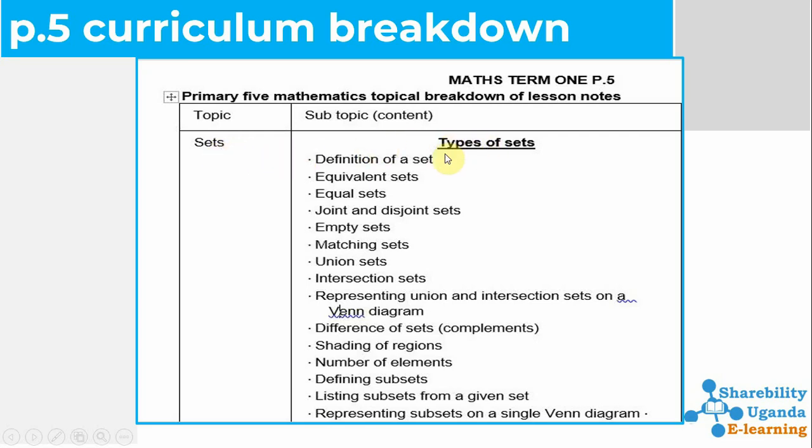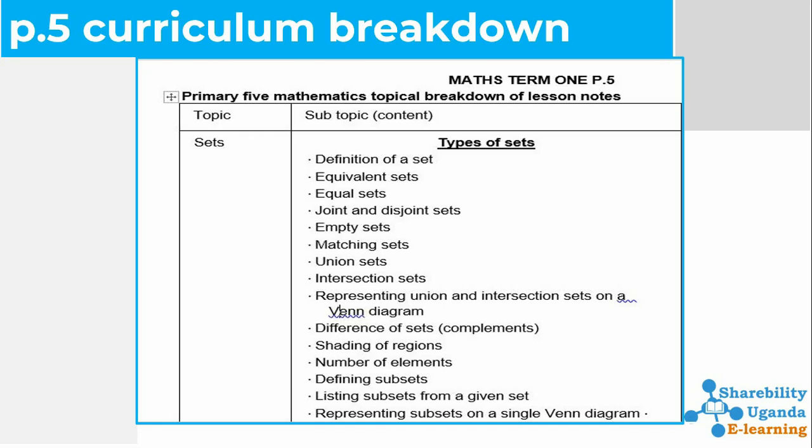Then also we shall be looking at the various types of sets. So we shall be introducing topic by topic, that is making a video for each, such that we can understand all this. So in this video, I'm introducing these topics to you. Then in our next videos, we shall be starting these topics one by one.